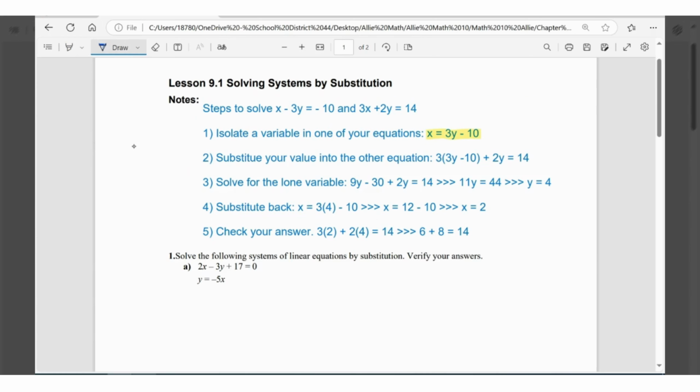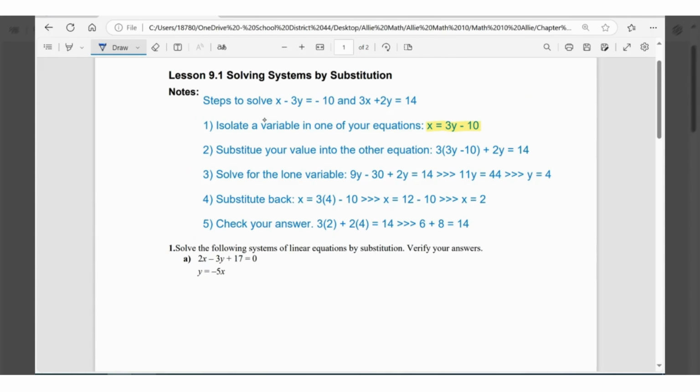Let's see if it'll let me draw this. So I added 3y to each side to get a positive 3y subtract 10. And now what we're saying is that x equals 3y subtract 10. So what we can do with this information is put this in for our x. We can substitute it in there. We're saying this x is equal to 3y subtract 10, so substitute your value into the other equation.